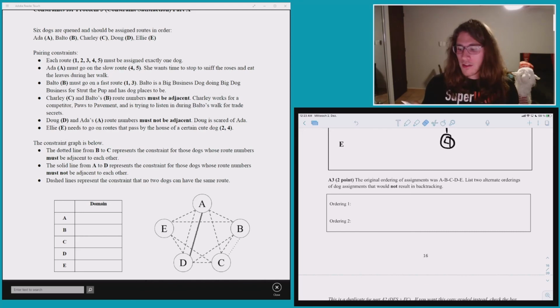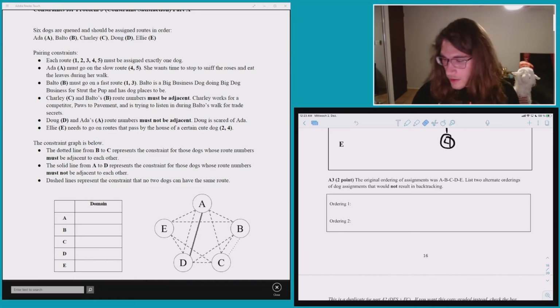In the case of the problem above, we saw that Ellie had an empty domain twice in a row. So I would think Ellie probably should be assigned first, or one of the first being assigned, and it's no coincidence that one of the possible orderings is E, D, B, C, A.